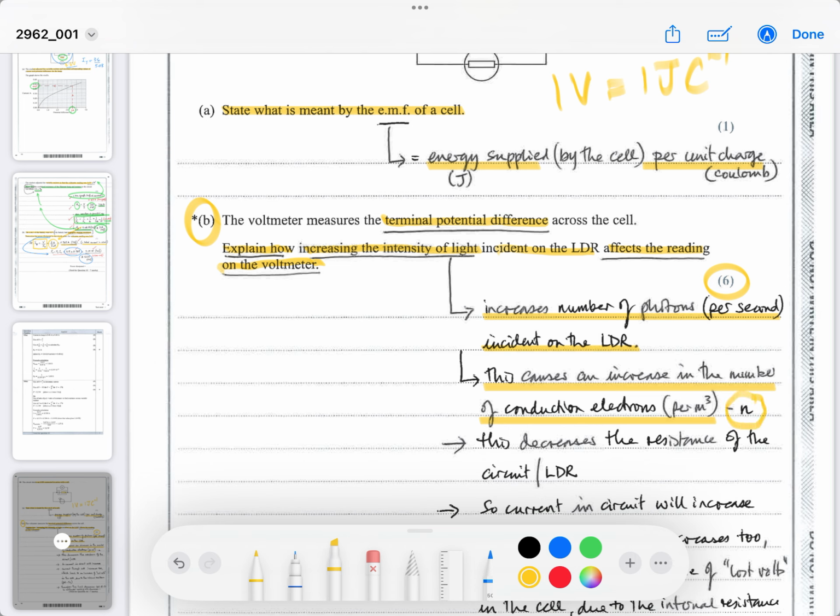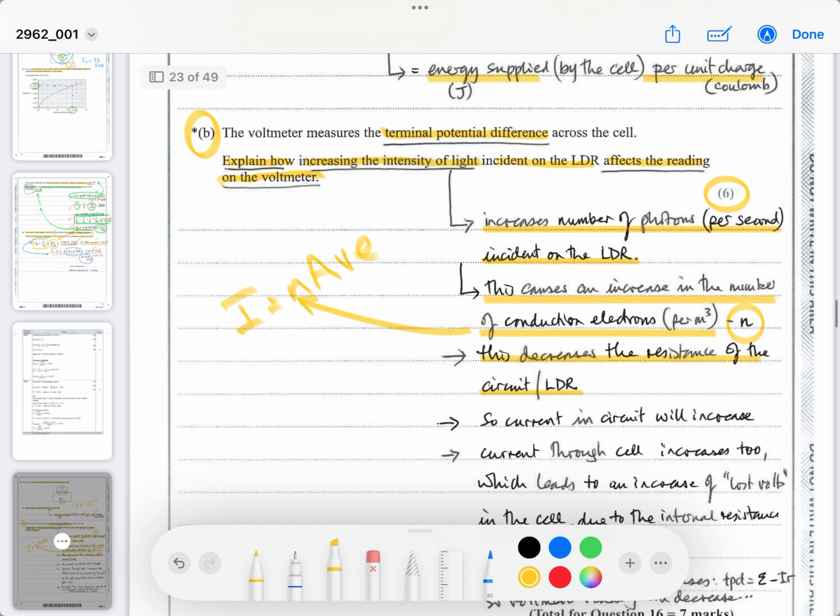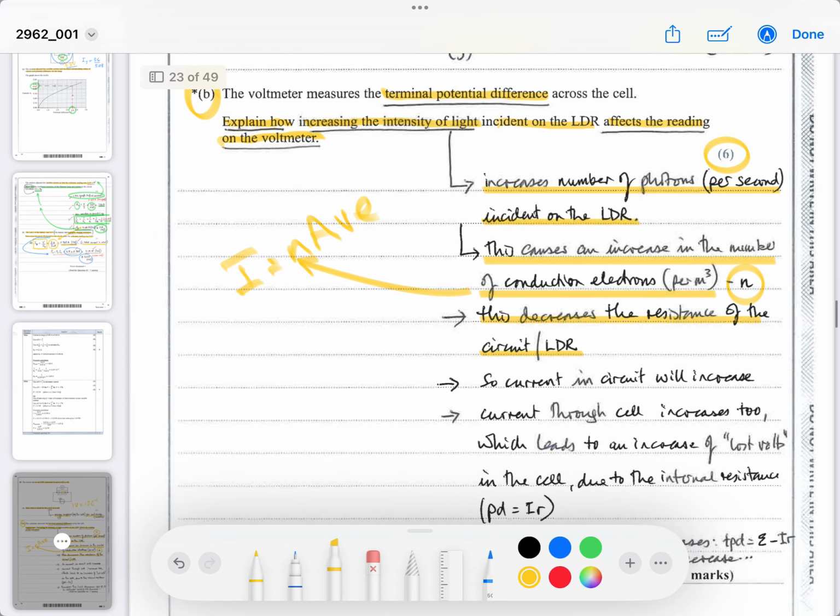So N increases in the I equals nAVe, where e is the charge of an electron. So the bigger the N is, the more current you'll have, okay? So this decreases the resistance of the circuit, externally. So the LDR resistance decreases. If the LDR resistance decreases, the current in the circuit must increase, yeah?